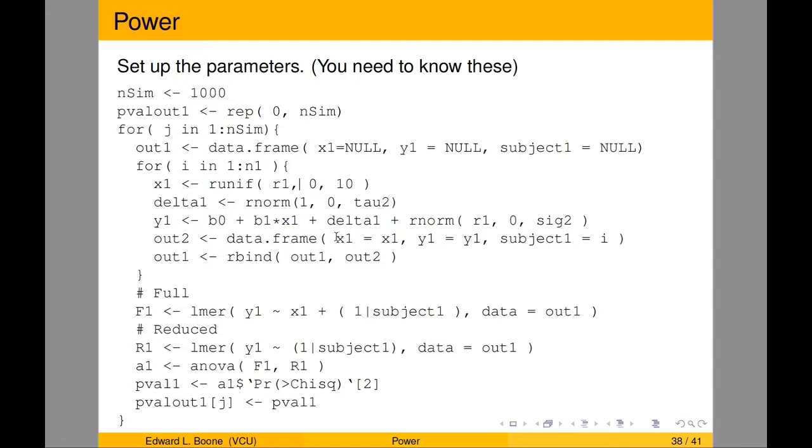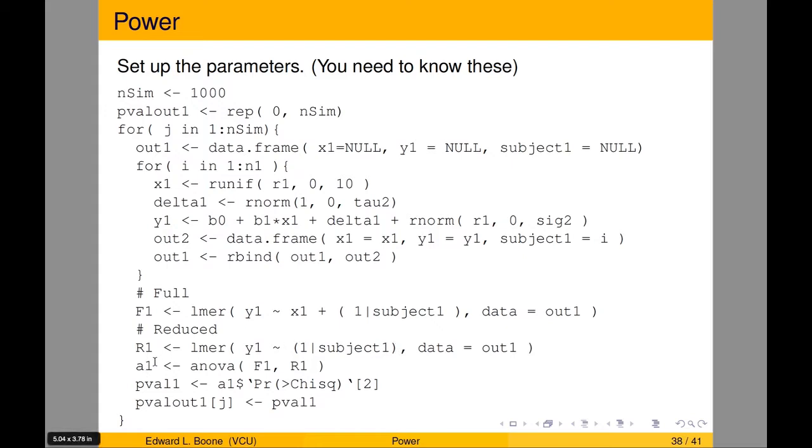Then we're going to store this away, so X1 is going to get stored in X1, Y1 with Y1, and subject is equal to I. Then we're going to rbind them together, so we're going to stack them up. So rbind will cause them to stack. We're going to run the full model, which is using lmer, and this is the code, Y1 tilde X1, plus a random effect for subject, and my data is out1. Then I'm going to run a reduced model. So R1 here, lmer, Y1 tilde 1 plus 1 given the subject. So this is just going to have a random intercept for each subject. Okay, so this is testing whether or not they differ at all.